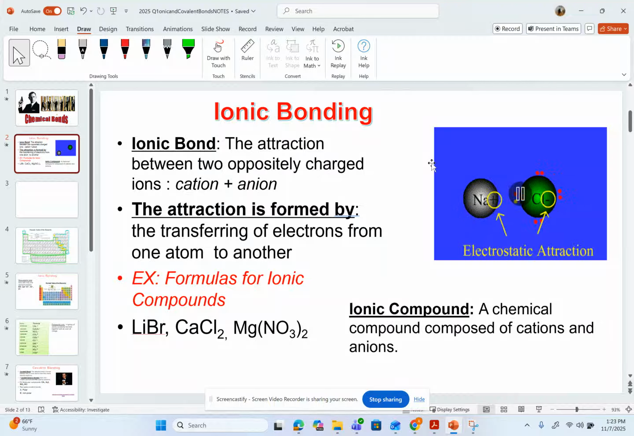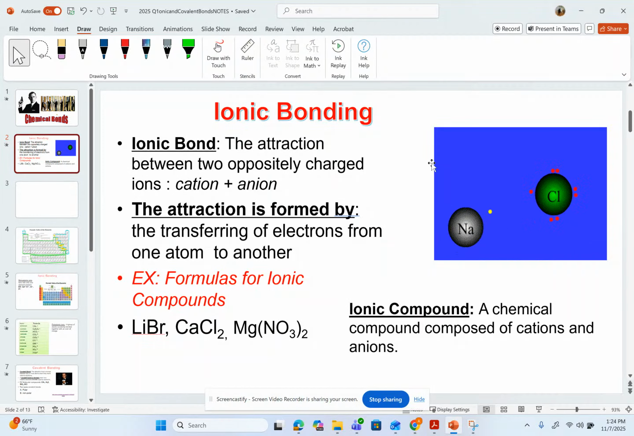Ionic bonds are attractions found between two oppositely charged ions, so cations and anions. Cations are positively charged ions, and anions are negatively charged ions. Quick review: ions are atoms with an overall charge, either positive or negative. Your cations are typically going to be metals, and your anions are going to be nonmetals.